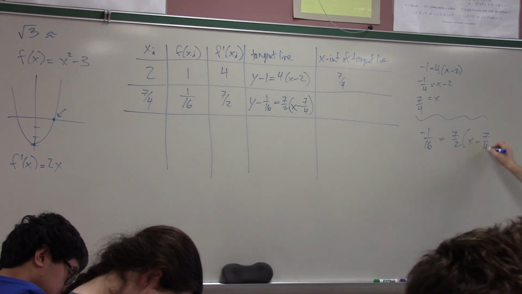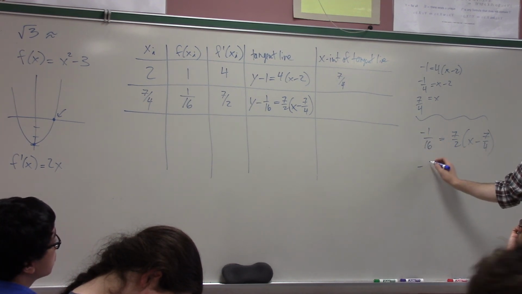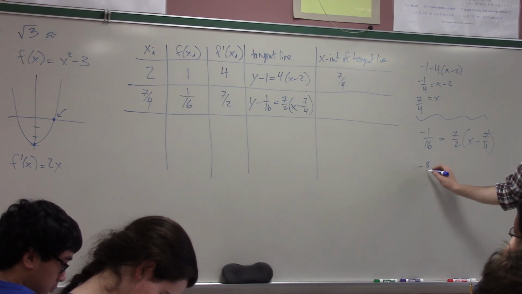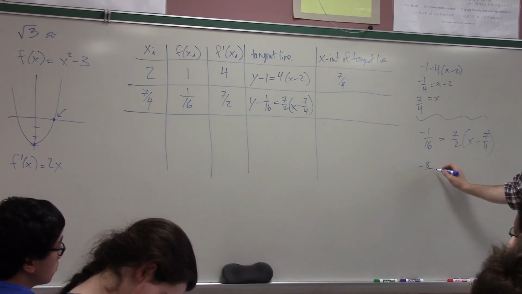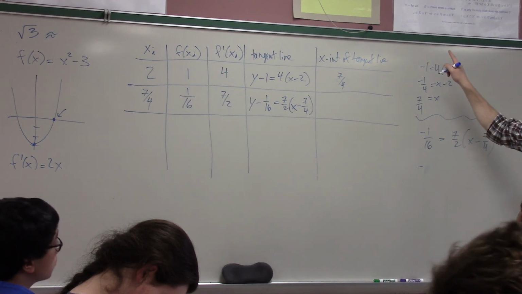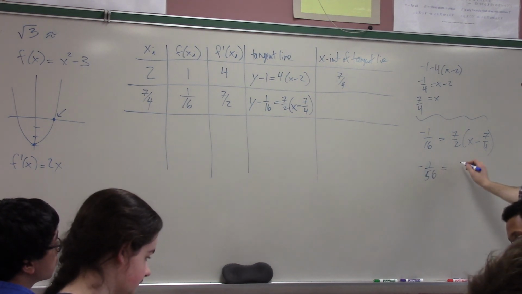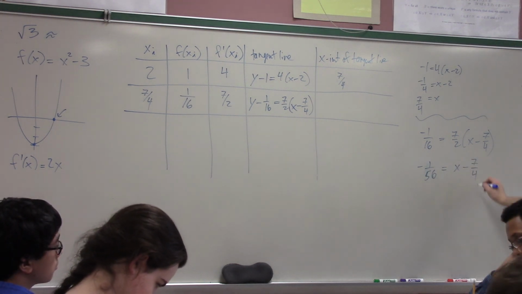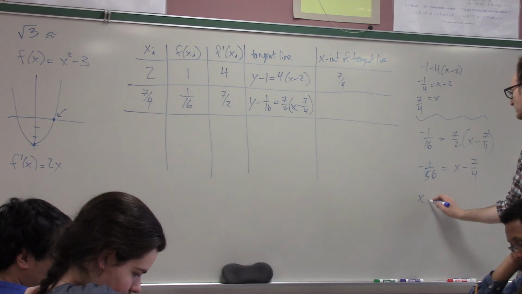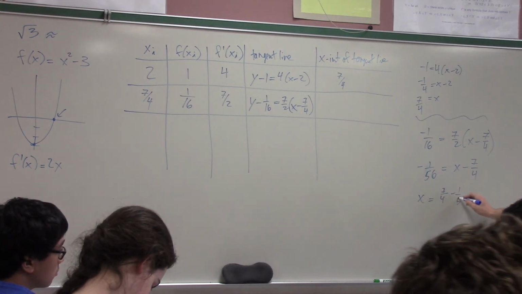Did you do it already? So you get, I want to multiply by 7, so you get -1 over 56. Equals x minus 7/4. So it's just going to be 7/4 minus 1 over 56. What's that?